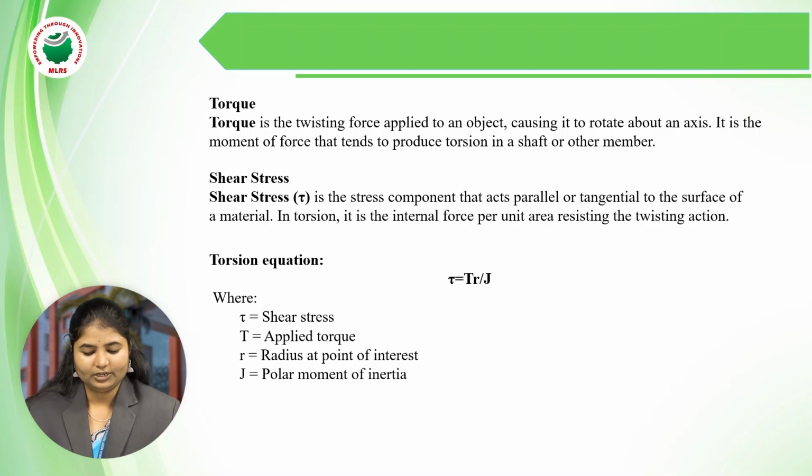The torsion equation: T by J is equal to tau by R. Tau is nothing but the shear stress. What is shear stress? Shear stress is a stress component that acts parallel or tangential to the surface of a material. In torsion, it is the internal force acting per unit area resisting the twisting action. T is equal to the applied torque. R is equal to the radius at the point of interest. J is nothing but the polar moment of inertia. For a circular section, the polar moment of inertia is pi d power 4 by 32.